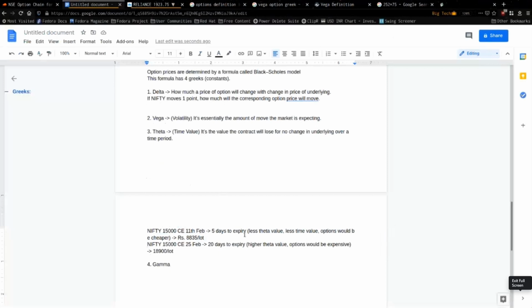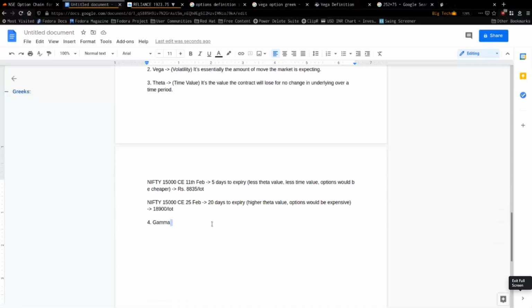So this is theta. This is one of the more important ones. Since we know that time always moves in one direction, forward, in most cases you always want to be selling these options, because if you're selling options, time is in your favor. It's not working against you.